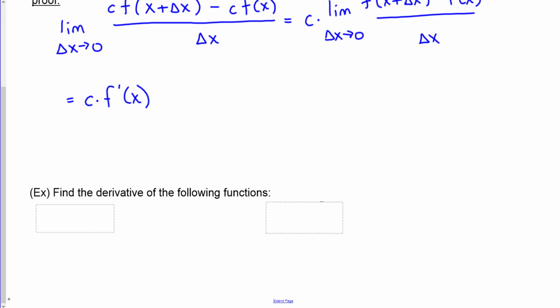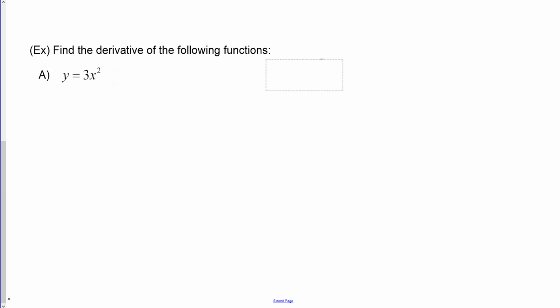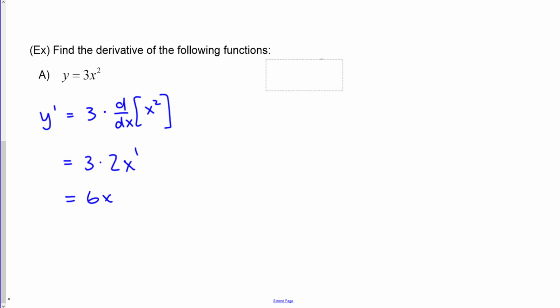So let's look at a couple of examples of this. Let's find the derivative of y equals 3x squared. So the derivative of function y could be 3 times the derivative of x squared, which would be 3 times, we bring the 2 down, and subtract 1 from the exponent. So 3 times 2x to the first power, or 6x. And absolutely, you could have just brought the 2 down and multiplied it by the 3, and then subtract 1. That's fine as well. However you want to speed this up is perfectly fine.